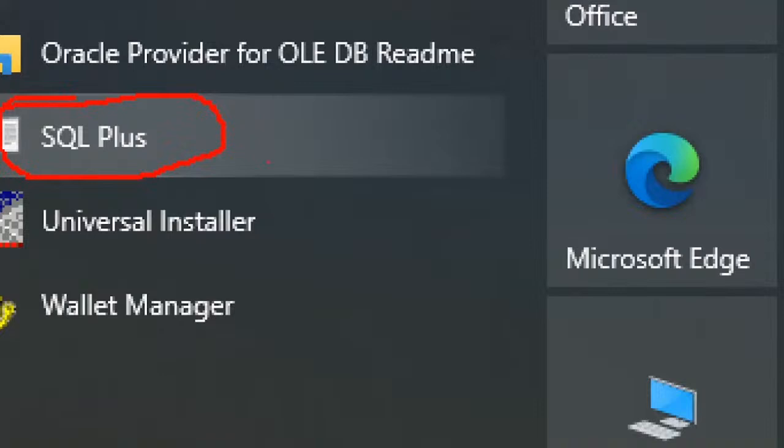What is the username? What is the password? Like this. SQL Plus is a tool, it is a default tool. Again, SQL Developer is a tool, that is a GUI tool. That tool also you can install, not a problem.